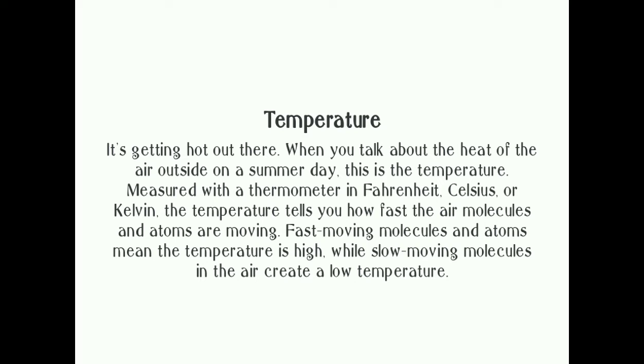Types of weather conditions. The first one, temperature. It's getting hot out there. When you talk about the heat of the air outside on a summer day, this is the temperature, measured with a thermometer in Fahrenheit, Celsius, or Kelvin. The temperature tells you how fast the air molecules and atoms are moving. Fast-moving molecules and atoms mean the temperature is high, while slow-moving molecules in the air create a low temperature.